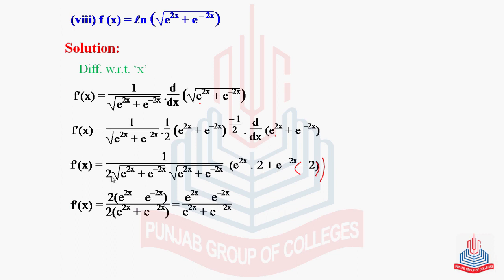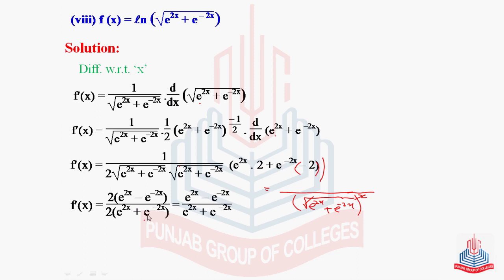and in denominator 2 e raised to the power 2x plus e raised to the power minus 2x, and e^{2x} plus e^{-2x} having same base, so power will be combined, this 1 by 2 and this 1 by 2 will become power 1, or we can write it in the form of square, square root of e^{2x} plus e^{-2x} whole square, which is actually, so this is actually the explanation of this step.